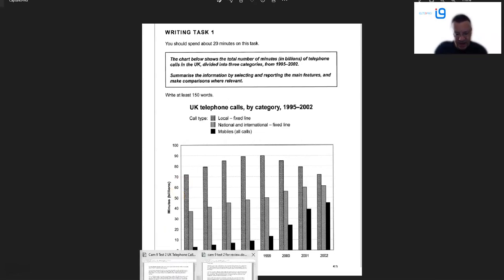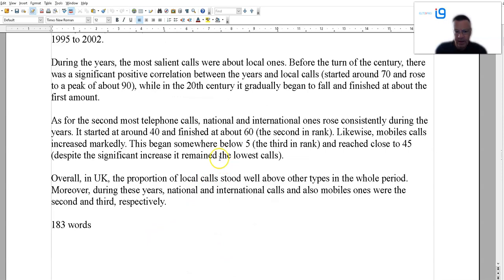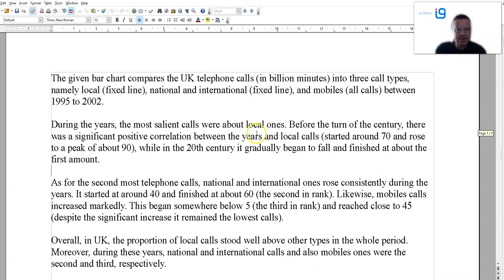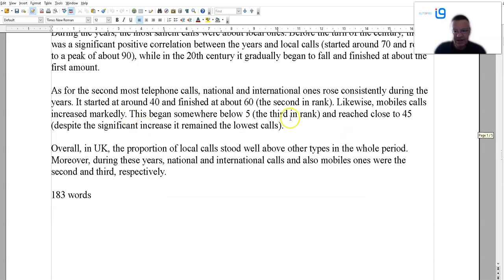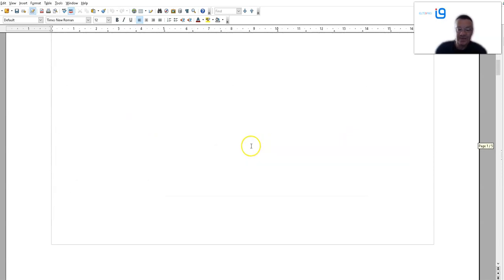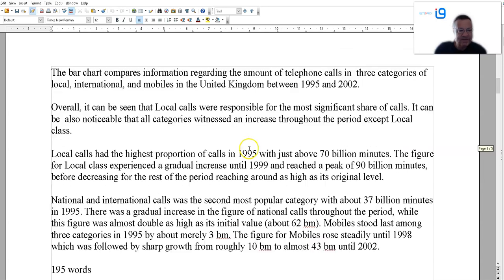So let's go back. So most telephone calls actually consistently during the year started about 40, about 60 what? It's billion minutes. Mobile calls increased markedly, and so needs a bit of attention there. Let's have a look.